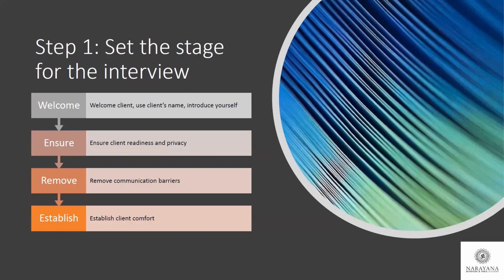So the first step when someone comes in is you welcome them. So you use your client's name, you introduce yourself, a little smile, and they should feel welcome. They should feel that they can come to you and they can talk to you, right? Ensure client readiness and privacy. Very important. Your client has to know that whatever they tell you would stay there. It's private, it's confidential. And if you have other clients waiting out, you need to make sure that the door is shut and other people outside cannot listen to what you and your client are discussing. Remove any kind of communication barriers and establish client comfort. This is the first step, right?